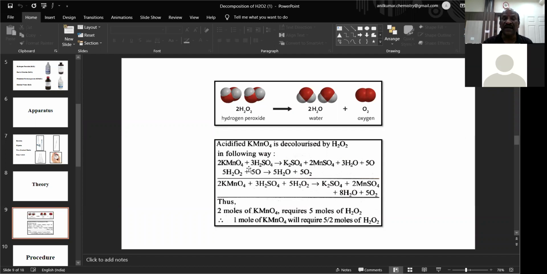So that is 5 by 2, meaning 1 mole of KMnO4 will require 5 by 2 moles of hydrogen peroxide. This is the mechanism of the reaction. So first you have to remember this equation, very, very important. If you write this equation, you will get full marks.